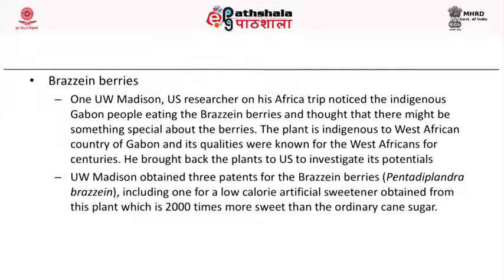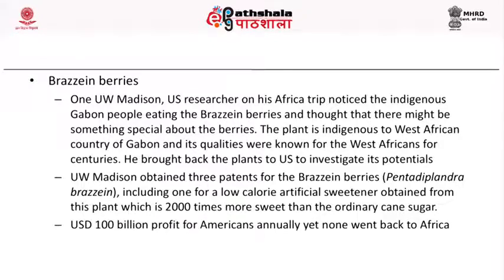Including a low calorie natural sweetener, but that is not really cane sugar, which is 2,000 times sweeter than cane sugar. So it's a big product. It's commercially successful, with almost 100 billion US dollars in profit for the Americans, including for the University of Madison. But not a penny of this went back to the Gabon tribes. So that is actually an exploitation. No prior informed consent was obtained, and there was no fair, equitable benefit sharing in this case.